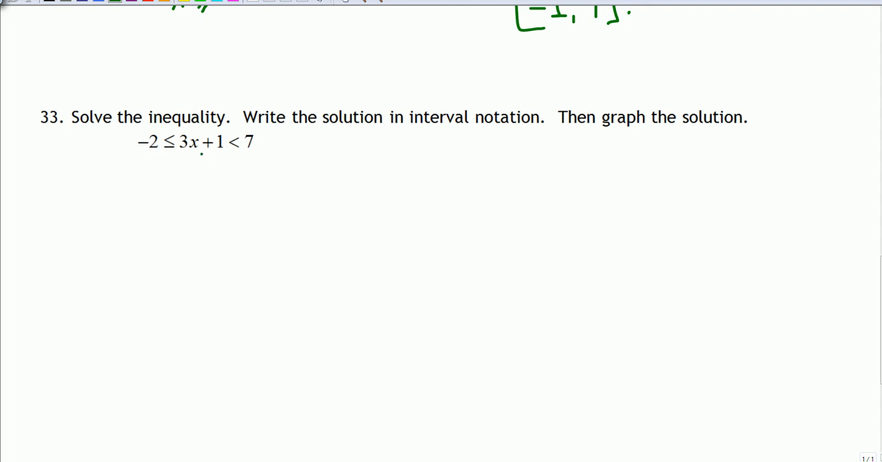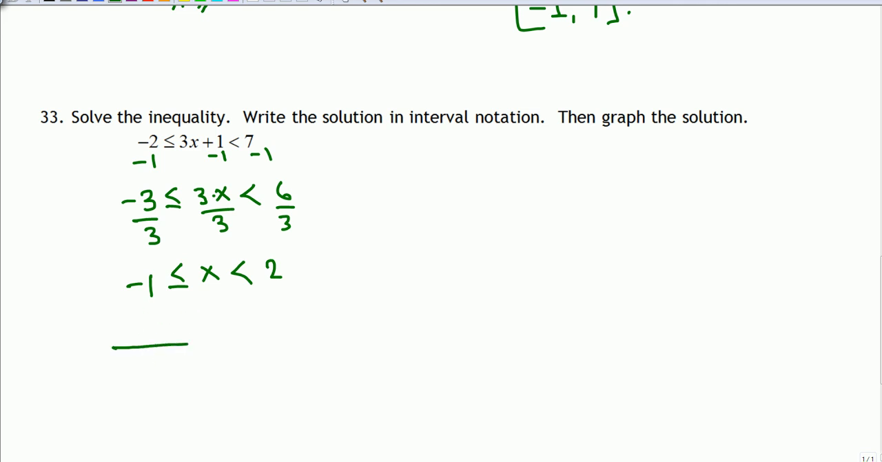Okay, 33. We have a compound inequality. We have to isolate x here. For that, we subtract 1 from each side. There are 3 sides. −3 ≤ 3x < 7 − 1, 6. Now divide by 3, so −1 ≤ x < 2. When we graph, x is bigger than or equal to −1, so 0, −1 is here, on the right of −1, but x is less than 2, so 0, 1, 2, less than, so a parenthesis. So −1 to 2.